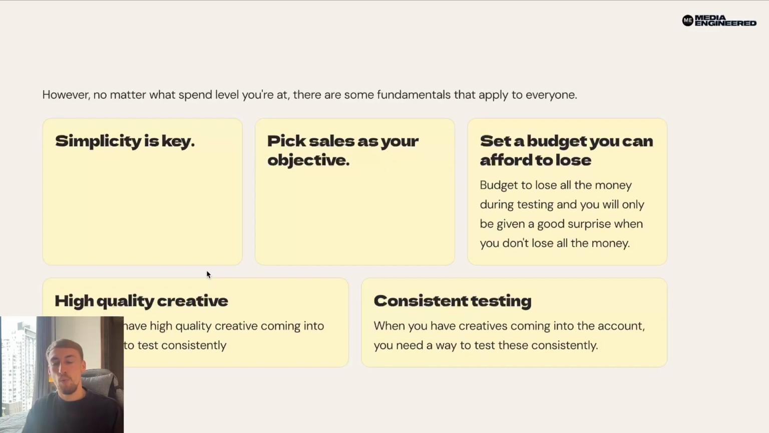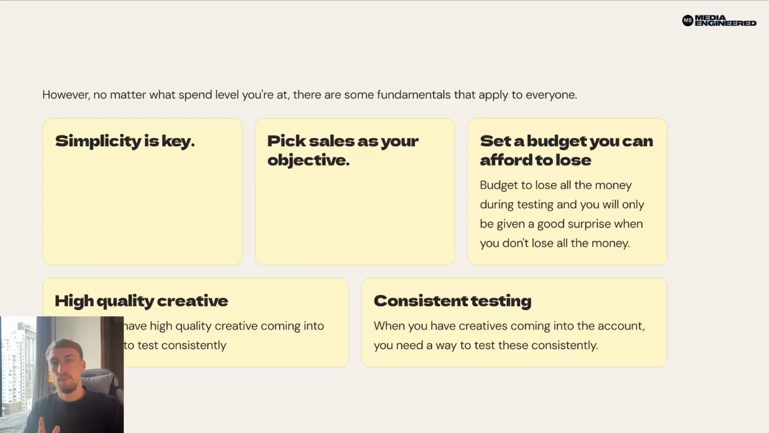Now, no matter what spend level you're at, there are some fundamentals that apply to everyone. The first one is simplicity is key. Make sure that it's really simple inside your ad account, that you can see what's going on. You don't have loads of campaigns. It's just super straightforward for you to be able to see what's working, see what's not working. So whether it's clear naming conventions or a simple campaign structure, the more complex it gets, the harder it is for you to be able to learn inside the ad account.